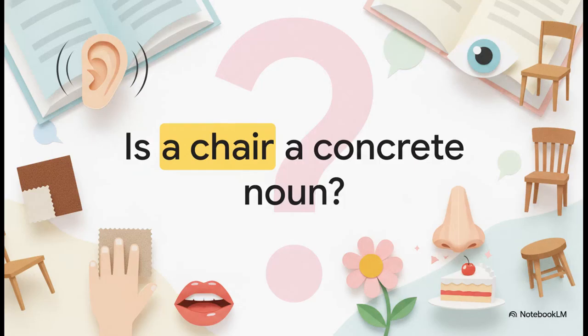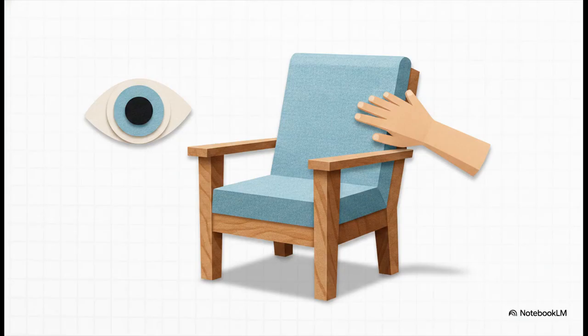All right, we've covered the rules and definitions, and now it's time for the fun part. Here is your very first challenge. Is the word chair a concrete noun? Run it through your 5 senses right now. I'll give you just a second to lock in your answer. And the answer is yes, absolutely. If you look at a chair, you can clearly see it with your eyes. If you reach out, you can touch the fabric or the wood. It easily passes the physical sense test, making it a perfect example of a concrete noun.